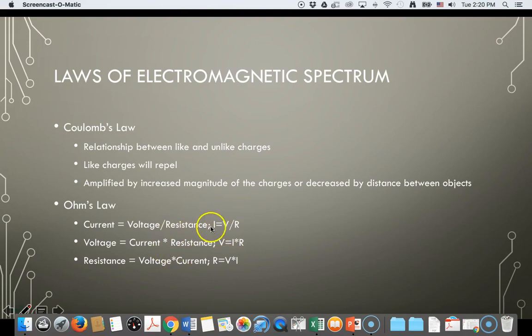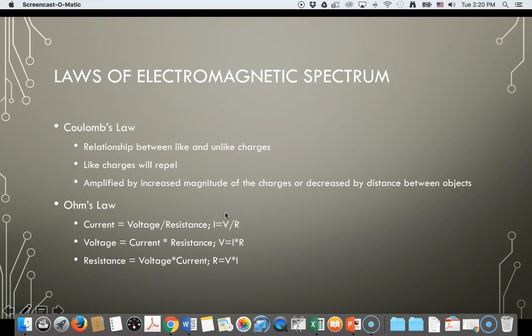So current flow, I, is directly proportional to voltage. If voltage increases, current will also increase, but it is inversely proportional to resistance. So if resistance increases, the current will decrease, the amperage will decrease. Lots of factors can affect resistance. We're going to see these on the next slide.